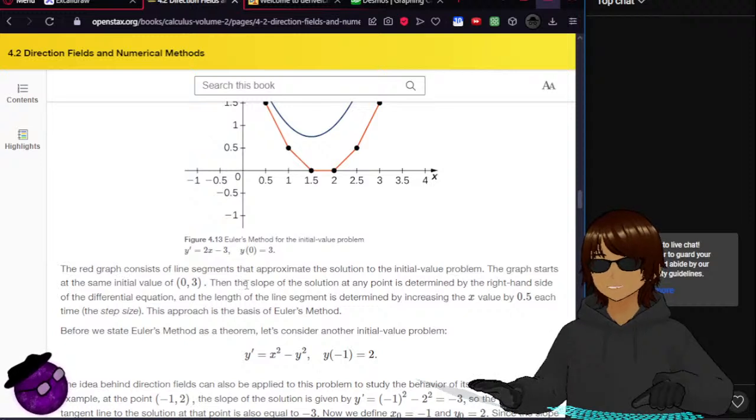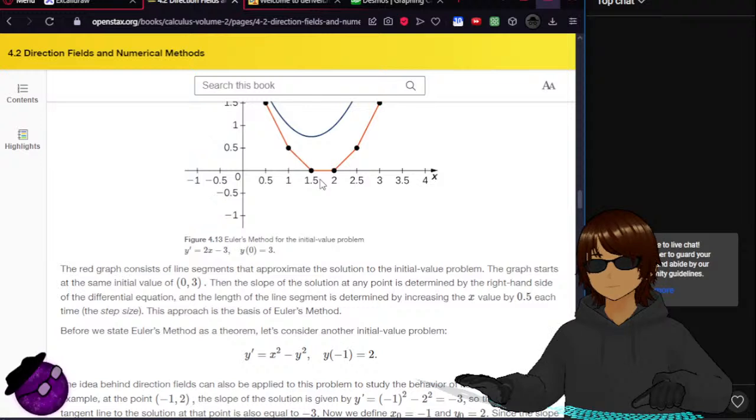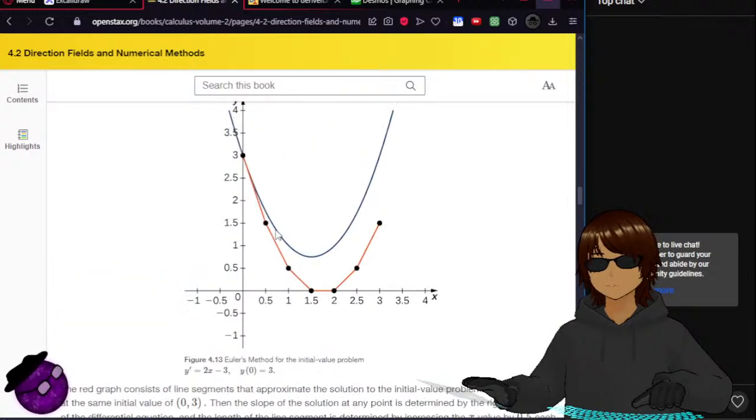Then the slope of the solution at any point is determined by the right-hand side of the differential equation, and the length of the line segment is determined by increasing x by the value 0.5 each time, and that's called the time step. This approach is the basis of Euler's method. So you're finding the approximation of the slope at that particular point.